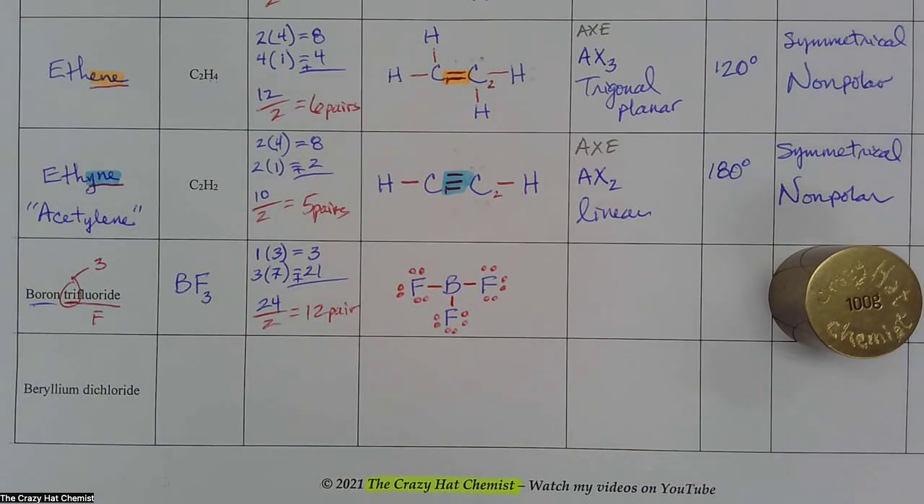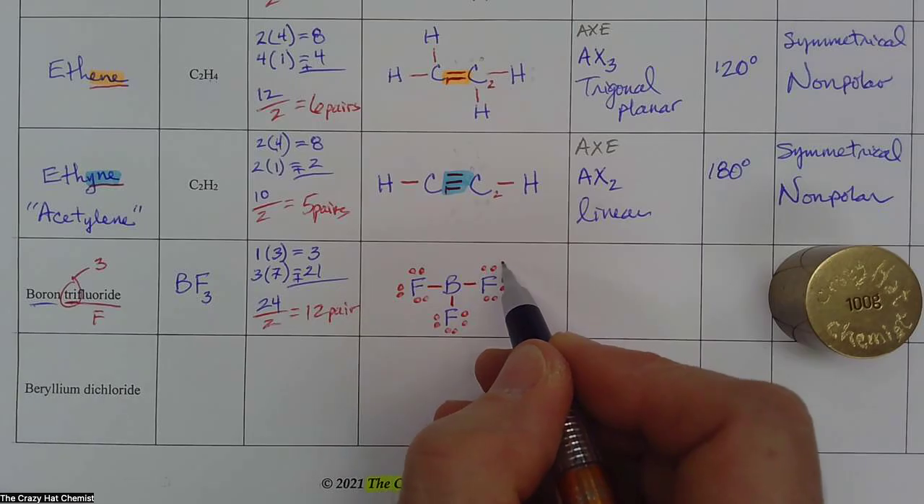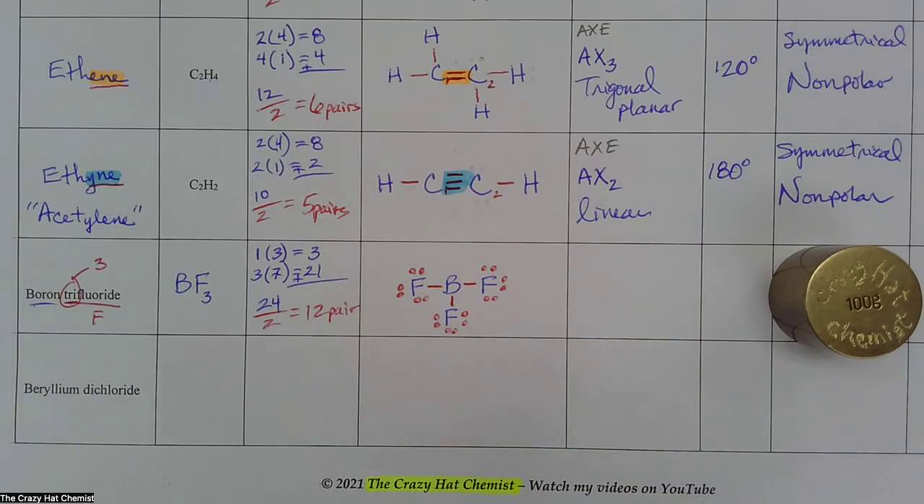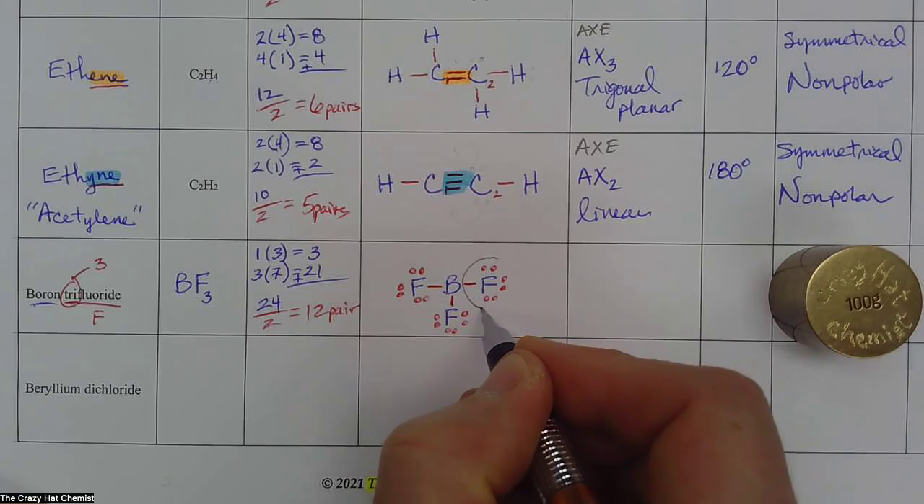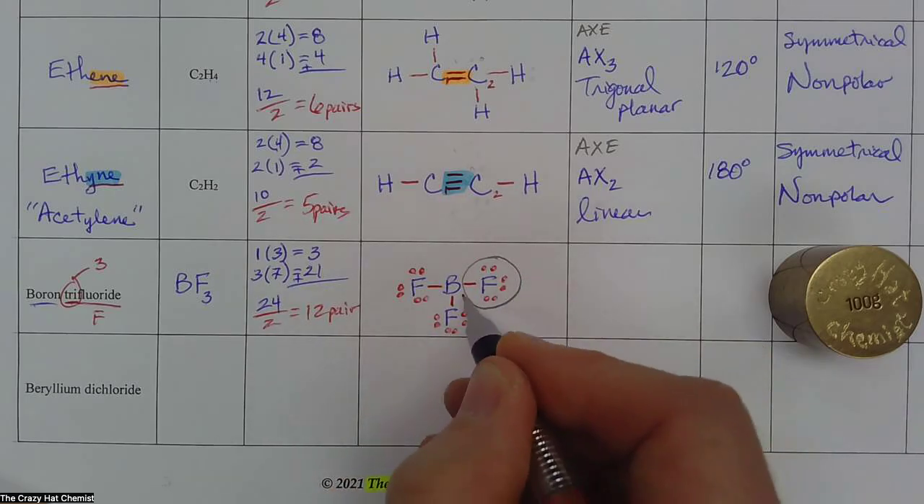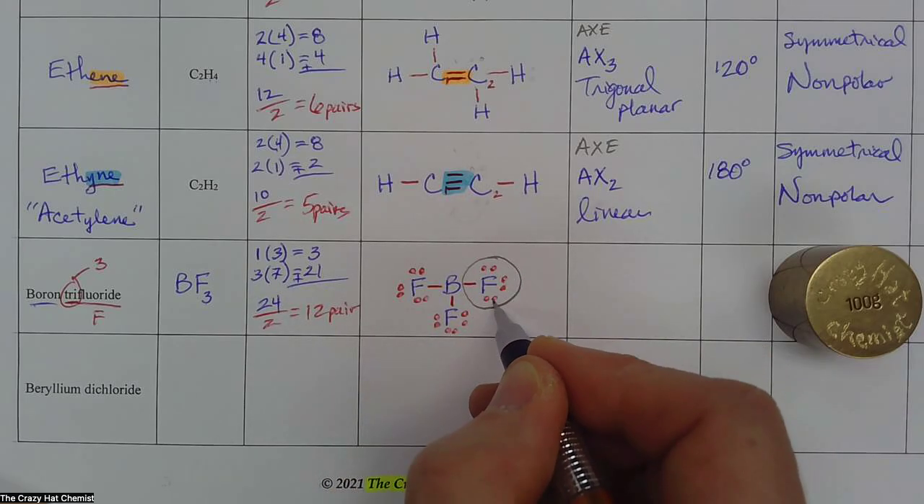Now what we're going to do is validate the octet and duet rule. There's no hydrogen, so I don't have to worry about the duet rule. So the fluorine right here in the 3 o'clock position has 2, 4, 6, 8.